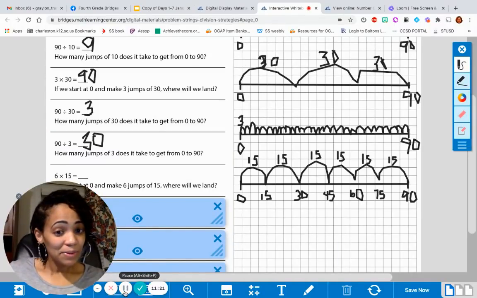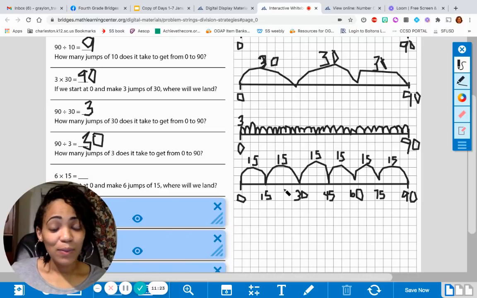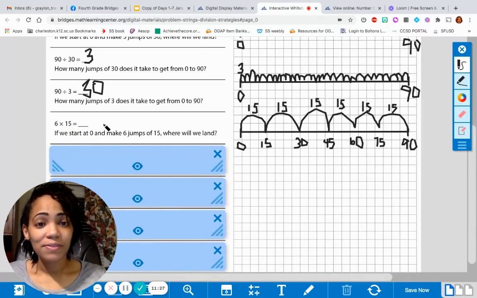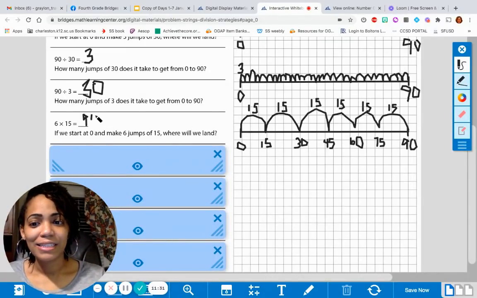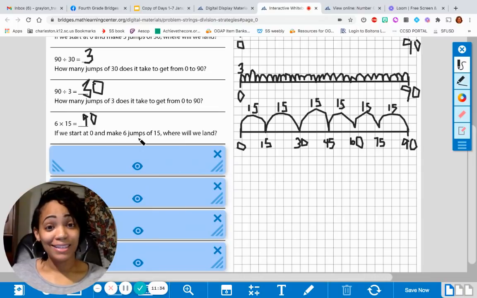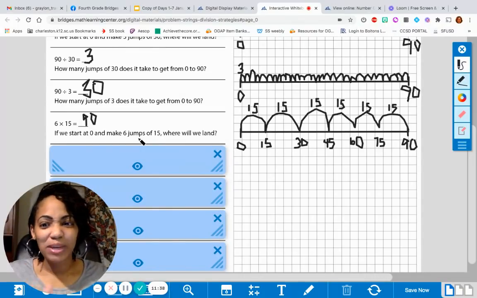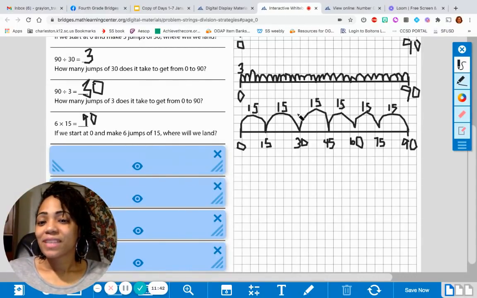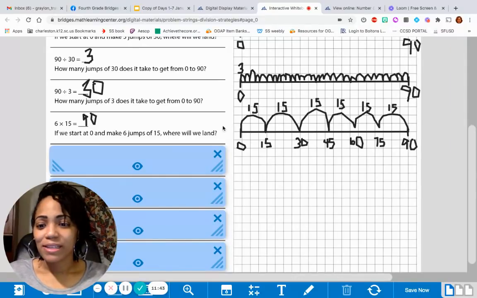I hope you worked it out. Here's what I've done. Where do you land when you make 6 jumps of 15? Yeah, you land at 90. It seems like 90 is our number for today, right? We found another factor pair for 90, 6 and 15. Let's look at the next problem. Let's see if it relates.